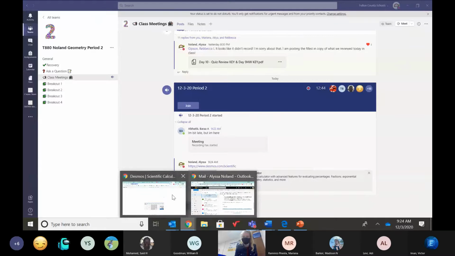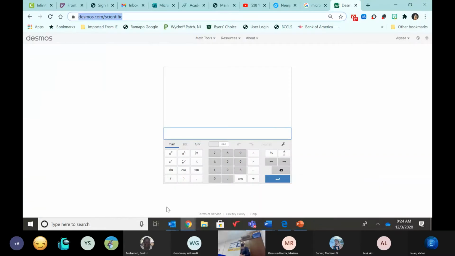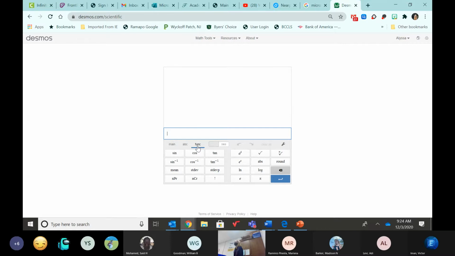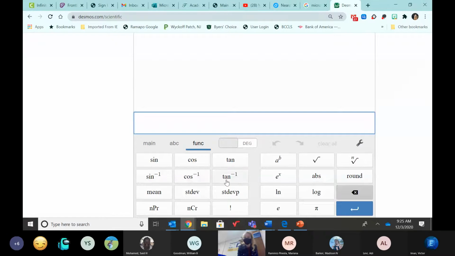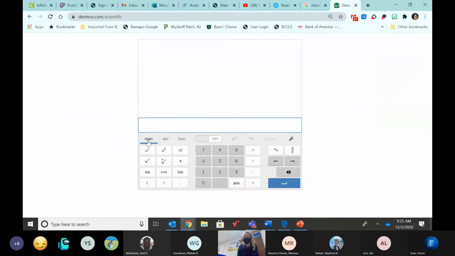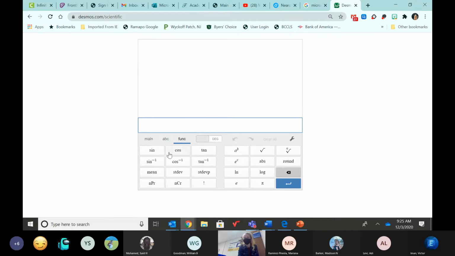Okay, here we go. So here is the Desmos scientific calculator, and you're like, I don't see the buttons with the -1s there. What you're going to do is go over to where it says function, F-U-N-C. If you click on that, you see how the sine inverse, cosine inverse, and tangent inverse buttons appear. So once again, click on function, and there's your sine inverse, cosine inverse, and tangent inverse. So you're able to use those buttons and follow along with our activities today. Does anyone have any questions about how to access those new buttons that we're going to be pressing today?